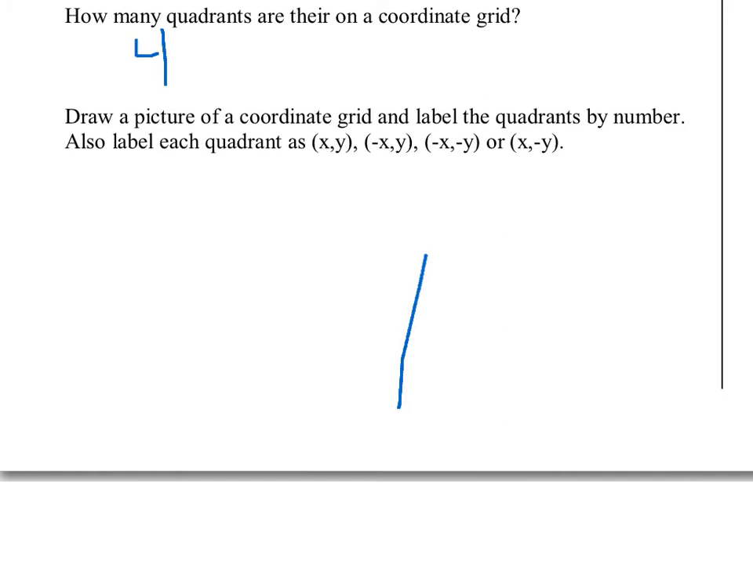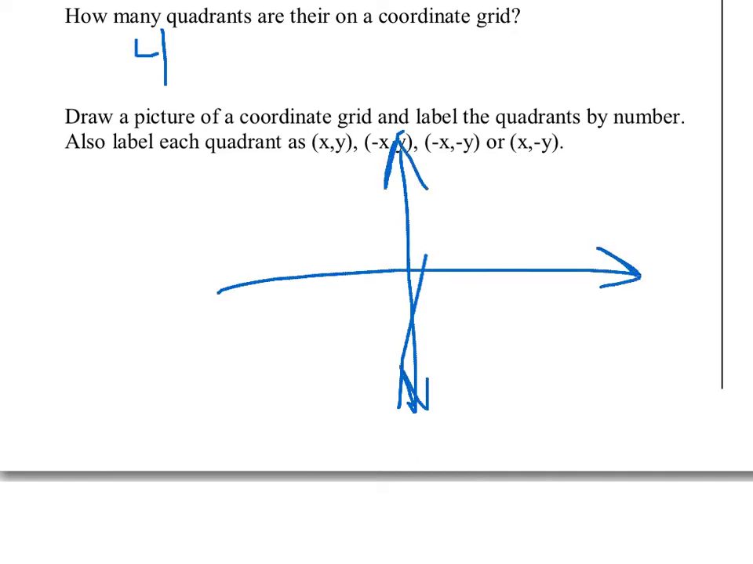On the bottom, you should have a picture. Should be drawn like this. Let's go ahead and label the axes. All right, so which axis is which? Manuel? Up and down is y. Left and right is x.